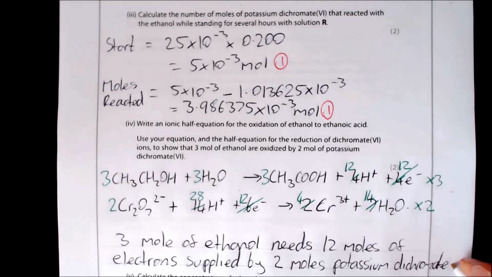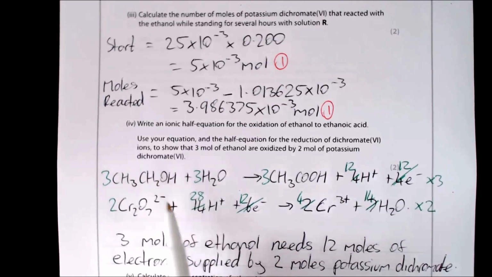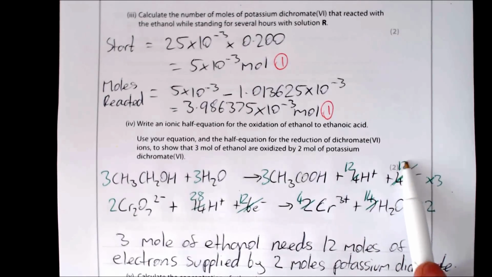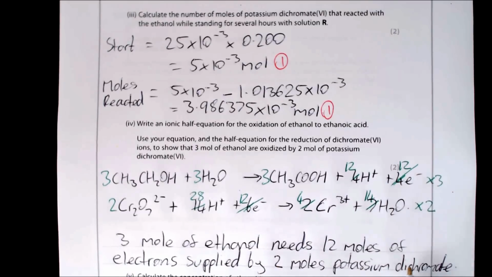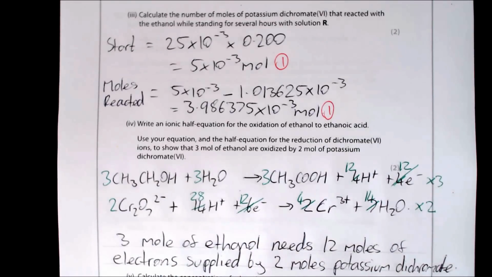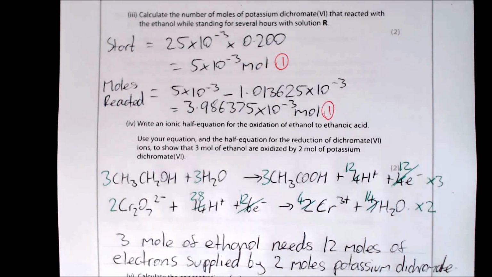All right, so basically what we've got is 3 moles of your ethanol, which is here. These need 12 moles of electrons, as you can see here. There's your 12 moles of electrons supplied by 2 moles of potassium dichromate, which is this one here. So this is effectively going to produce them to allow this to reduce. So yeah, comment on the electrons. The reason why we balance these out is because we need the 12 electrons for it to do that, and so that's how we've done it there.